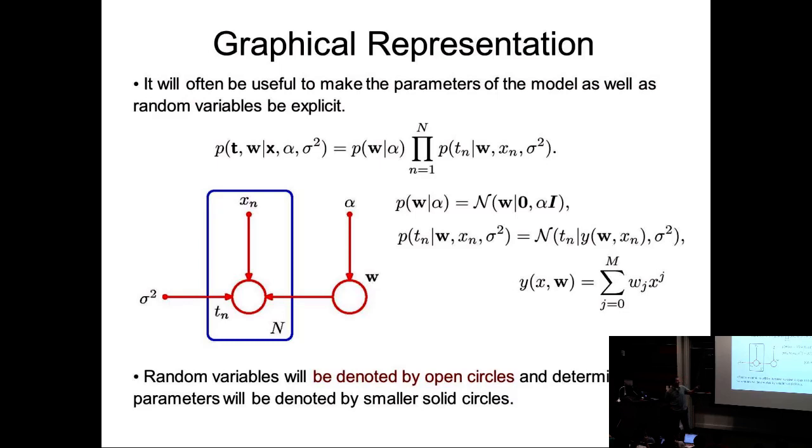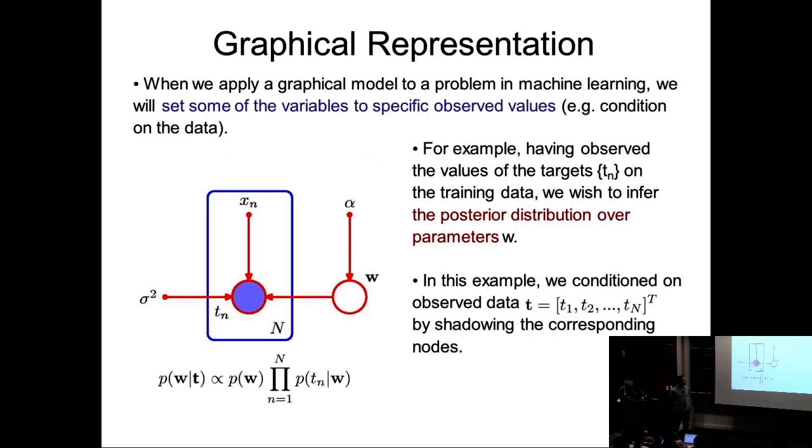In this case, random variables are typically denoted by open circles, and the parameters are denoted by smaller solid circles. Generally, when you read papers, sometimes people use that notation. Sometimes people drop the dependencies on these things and just show the random variables and what's connected to what, but nonetheless.